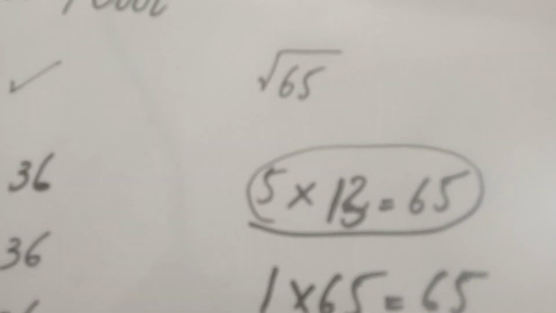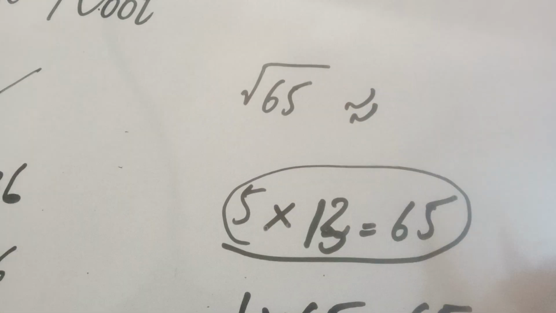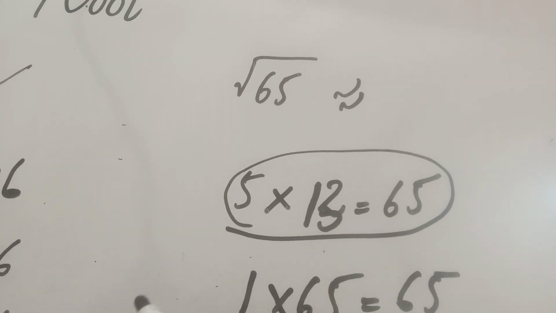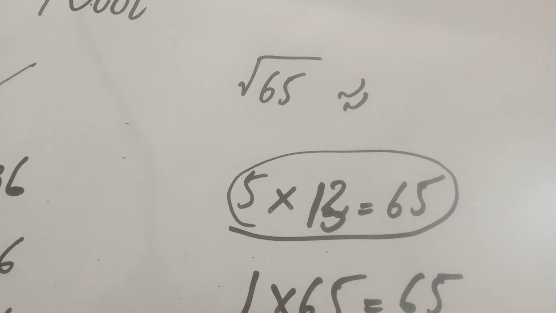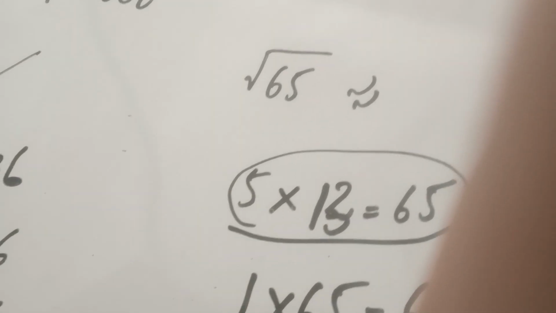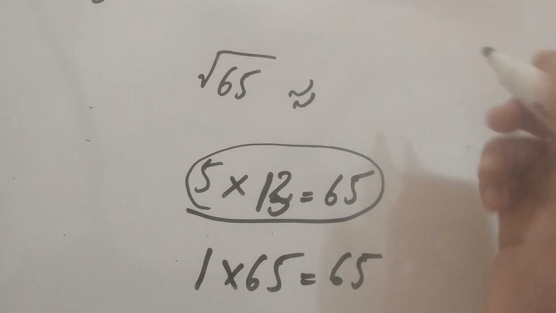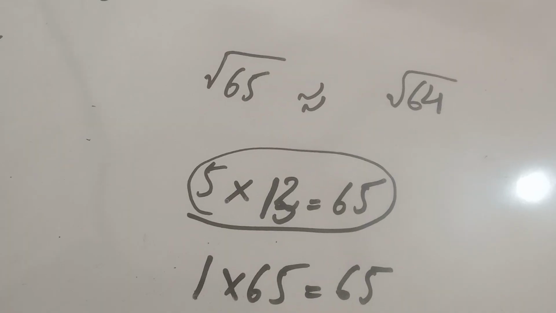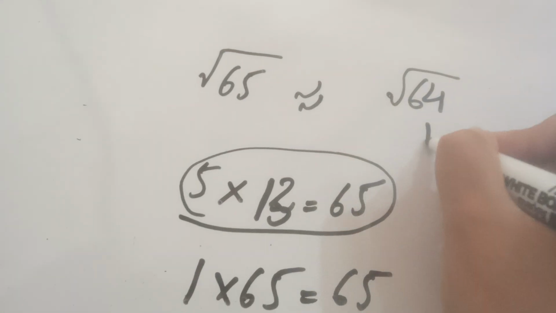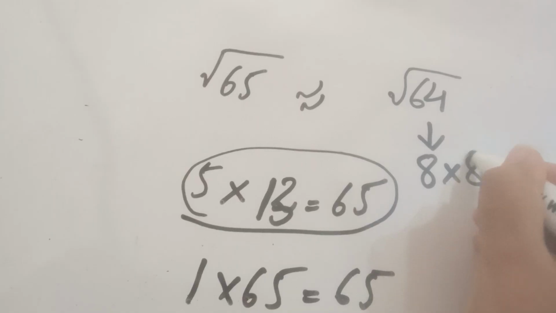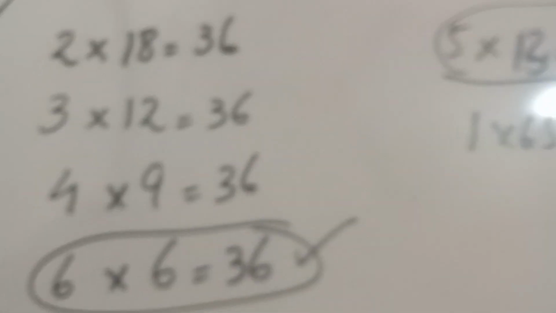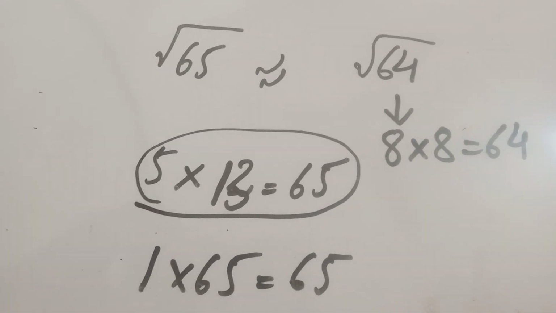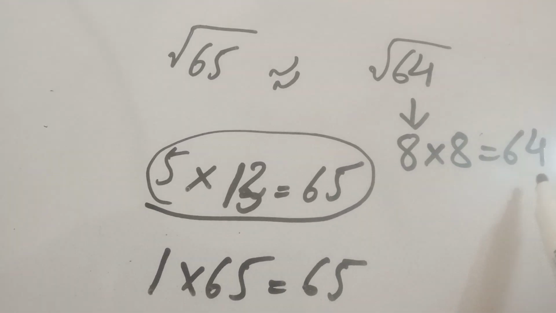We can find the estimated square root of 65. How? We have to check which number near 65 is a perfect square. So you will check that the nearest to 65 is 64, which is a perfect square. How? We all know that 8 times 8 is 64. So just like the example of 6 times 6, for 64 we have this pair 8 times 8, and it's 64.